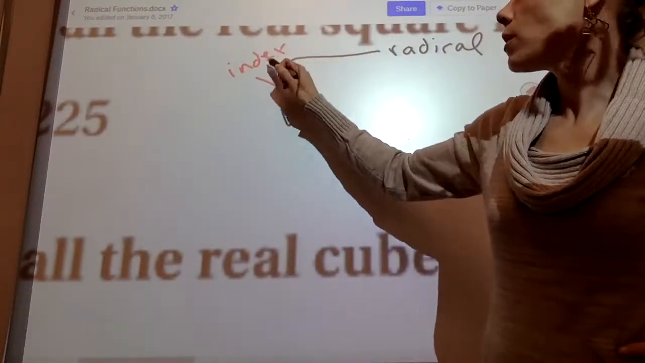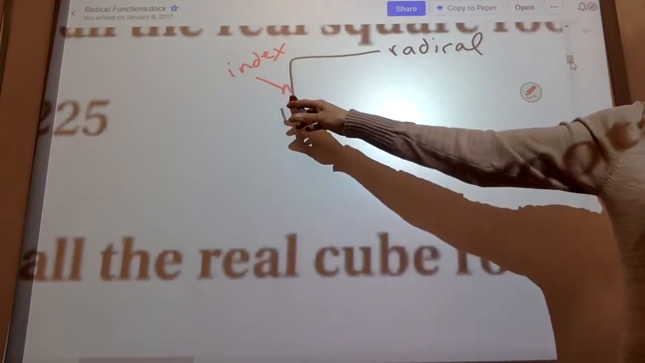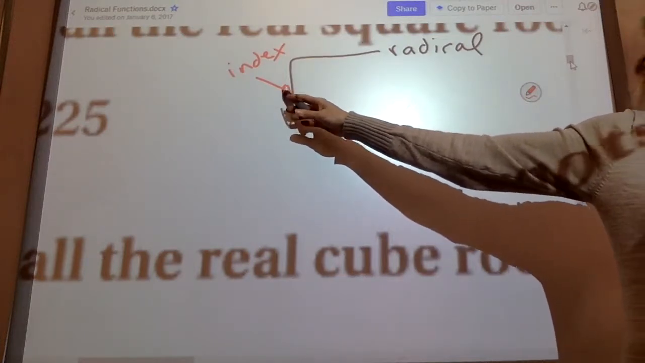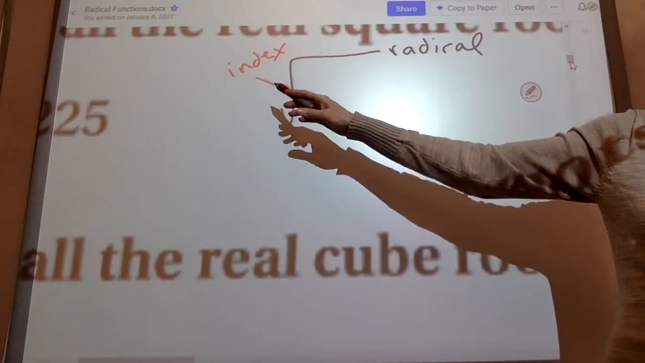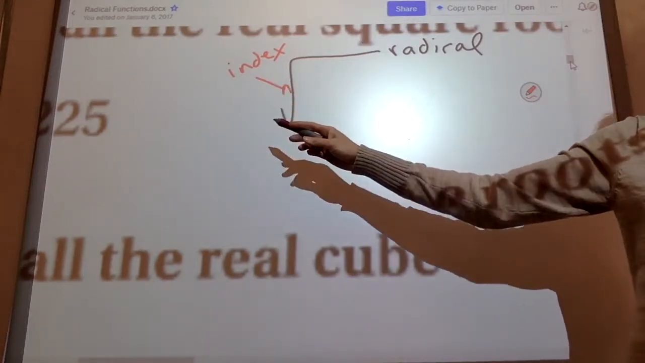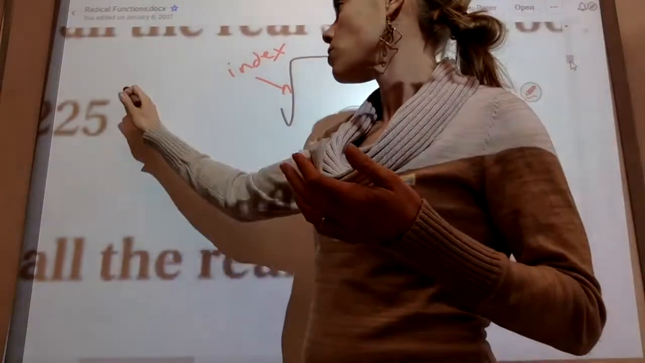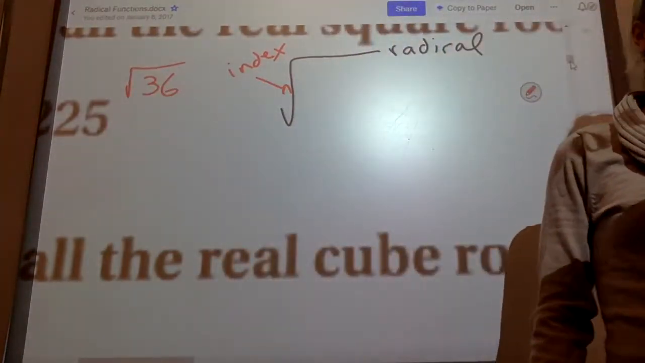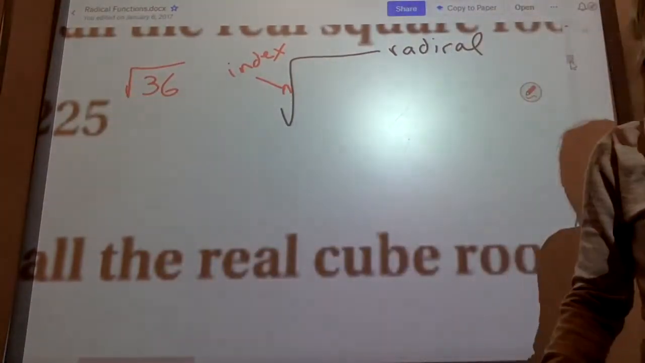Okay? And when we go through this chapter with radical functions, we're going to see more than just a square root as an index. We're going to see 3 for cubed root, a 4 for fourth root, a 5 for fifth root. We can do 6 for sixth root, and so on. So until now, the only one that you're used to is square root, and I would say square root of 36, okay? Because when there is no index there, we assume it's 2.